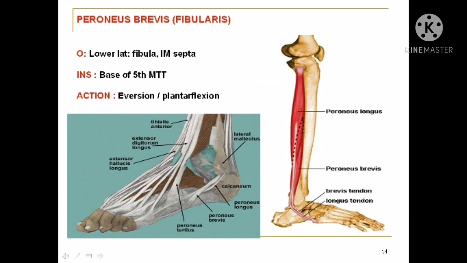The peroneus brevis muscle arises from the lower lateral fibula and the intermuscular septum. After passing beneath the peroneal retinaculum and the lateral malleolus, it inserts upon the base of the fifth metatarsal bone. So it brings about plantar flexion and eversion of the foot.